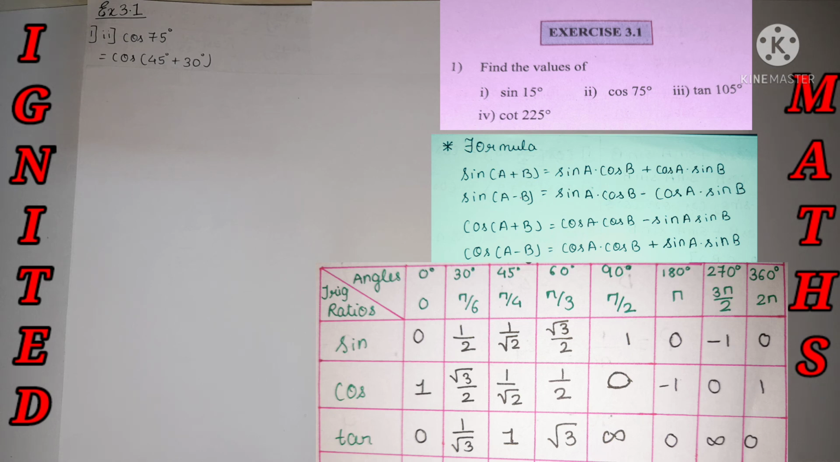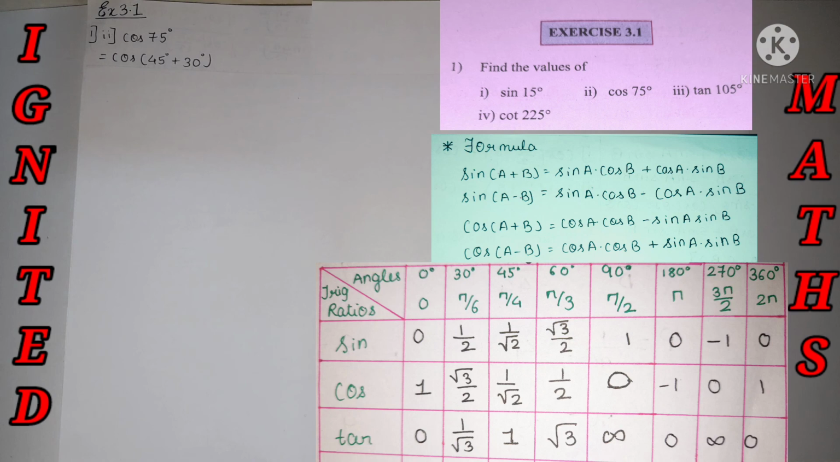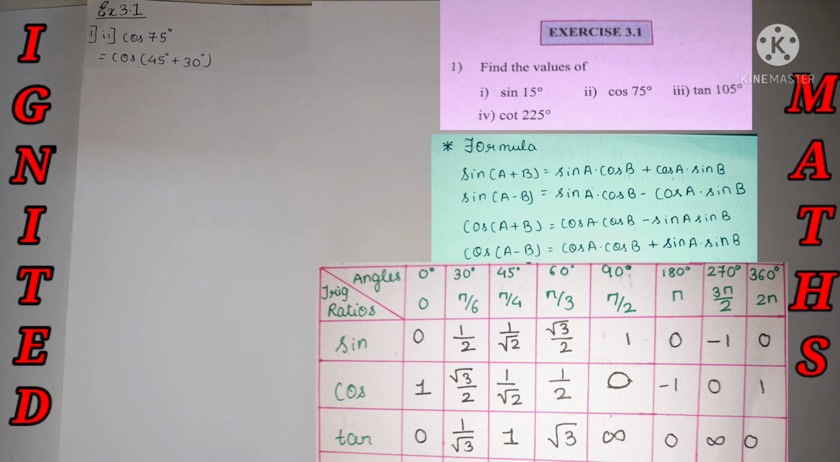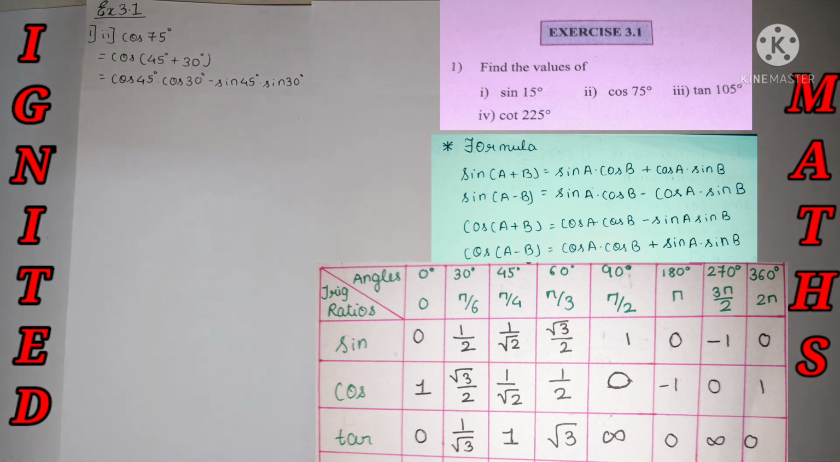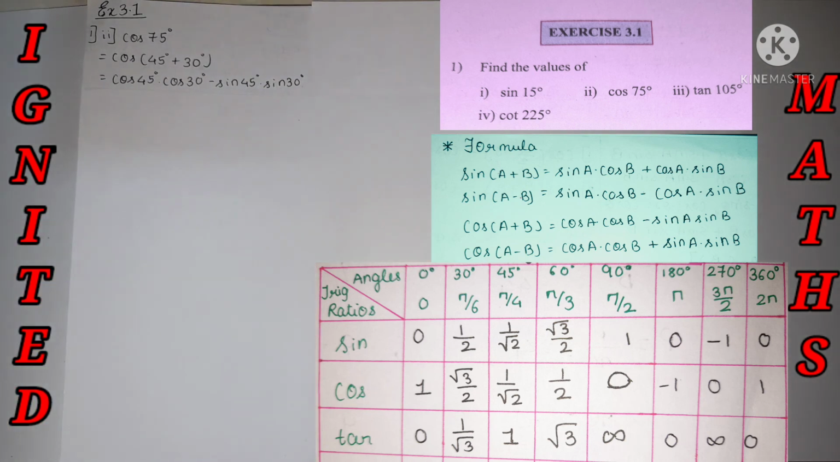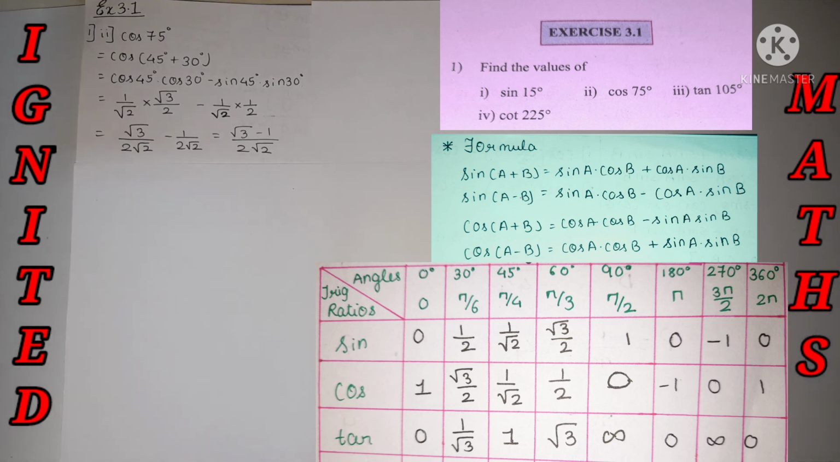For that purpose, we have cos of 45 degree plus 30 degree, which is nothing but cos of a plus b. Over here, 45 degree and 30 degree are the angles, so we can use the formula: cos of a plus b is equal to cos a into cos b minus sine a into sine b. Here a is 45 degree and b is 30 degree. According to the trigonometric tables, we have the values of cos 45, sine 30, cos 30. Just put them in, do the calculation part, and we will get the answer.